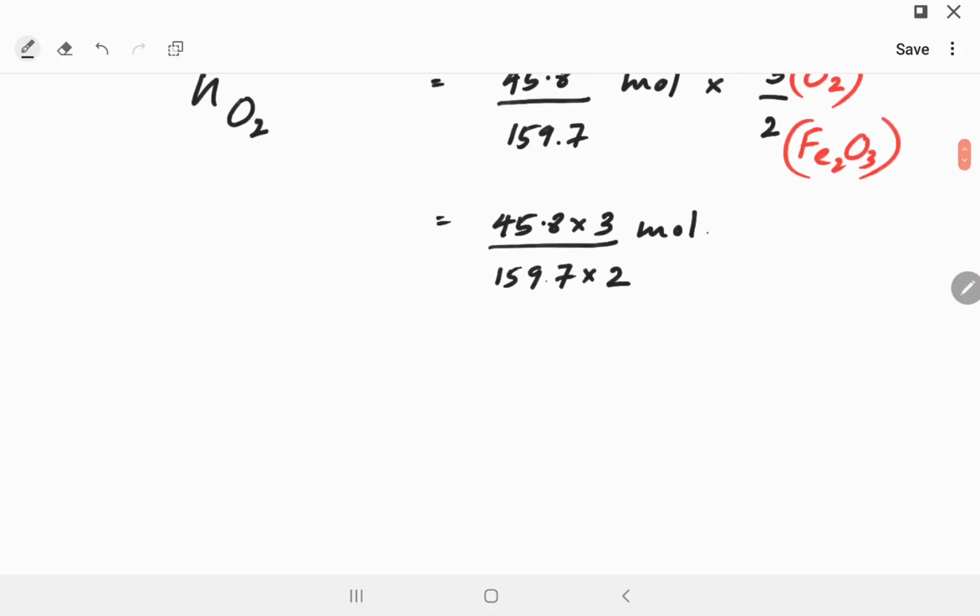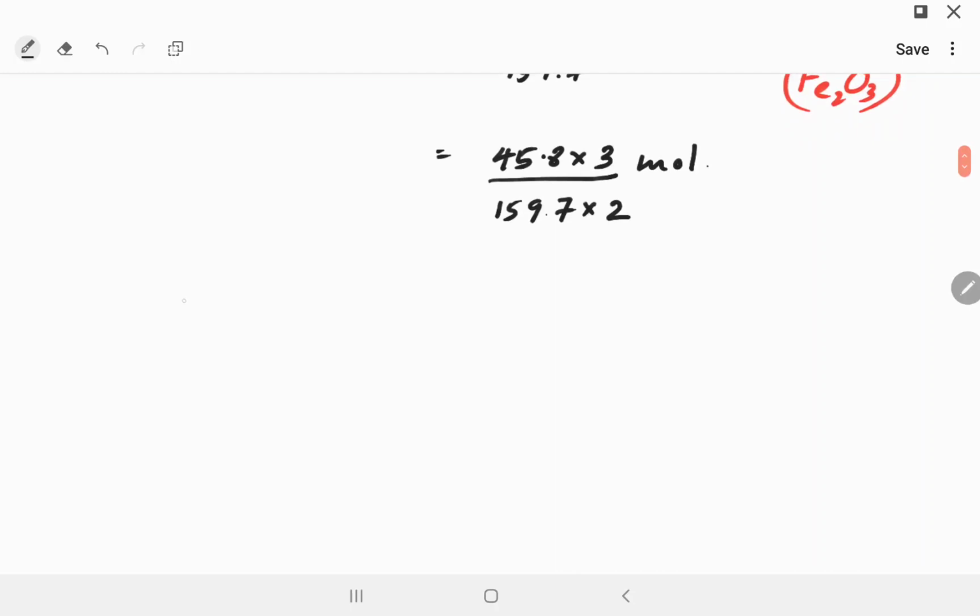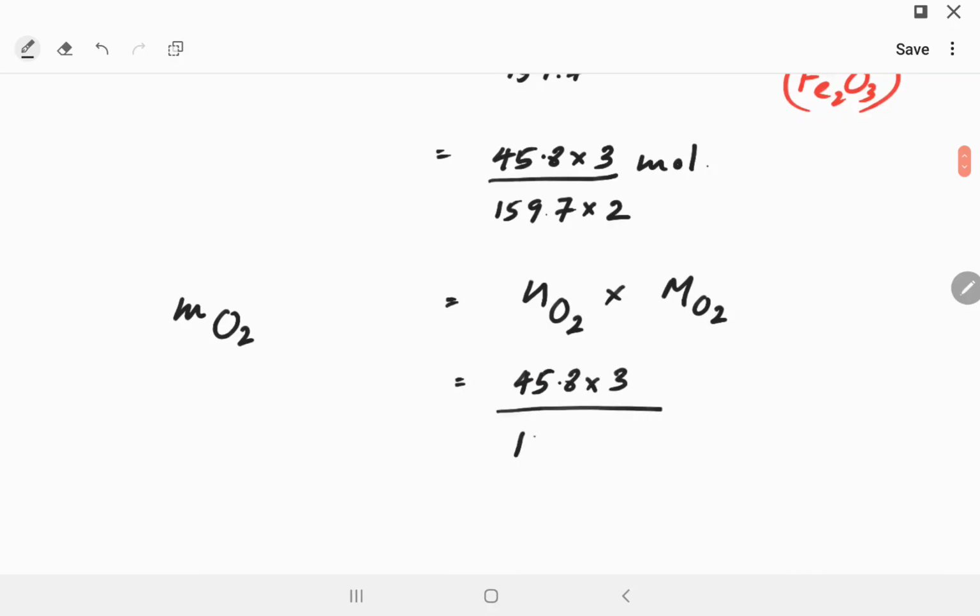So now we need to calculate the mass of oxygen, because in the answer they're asking us the mass of oxygen. How do you do that? To calculate the mass of oxygen, you will take the moles of oxygen and multiply it by the molar mass of oxygen. You already know the moles of oxygen, which is 45.8 times 3 divided by 159.7 times 2, multiplied by the molar mass of oxygen, which is 32.